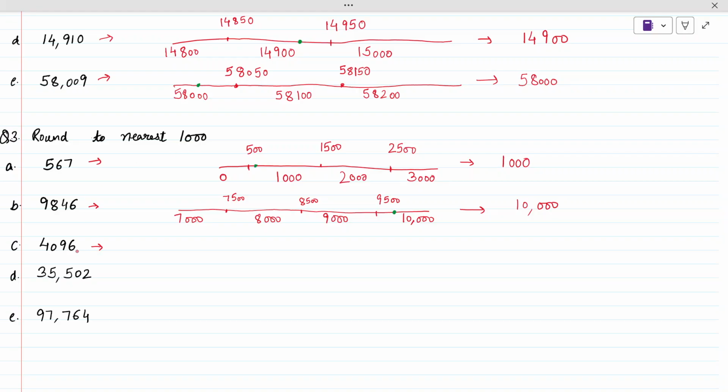So 4096 का nearest multiple क्या होगा? We'll have two ends, 4000 and 5000. And we know that 4096 is more near to 4000. Also, it is less than half. Half of 4000 and 5000 will be कितना? Half will be 4500. तो ये नंबर 4500 से छोटा भी है. Also, it is more near to 4000. So this is very simple. We can write the number 4000 as the nearest multiple of the given number. ठीक है?